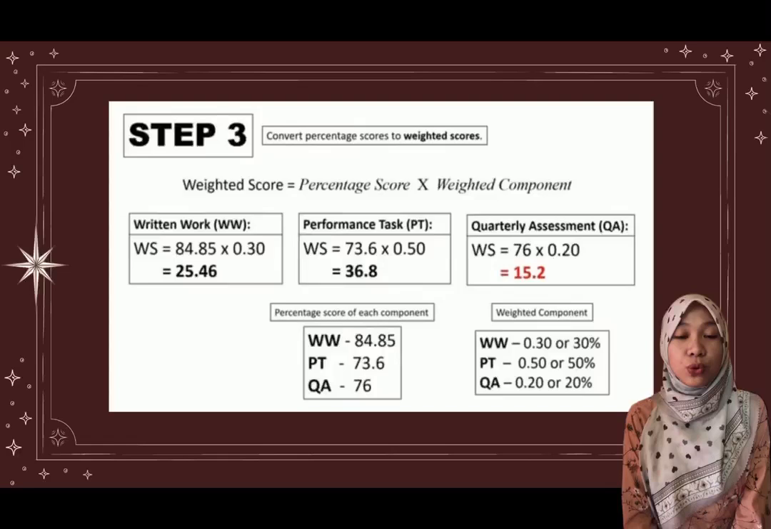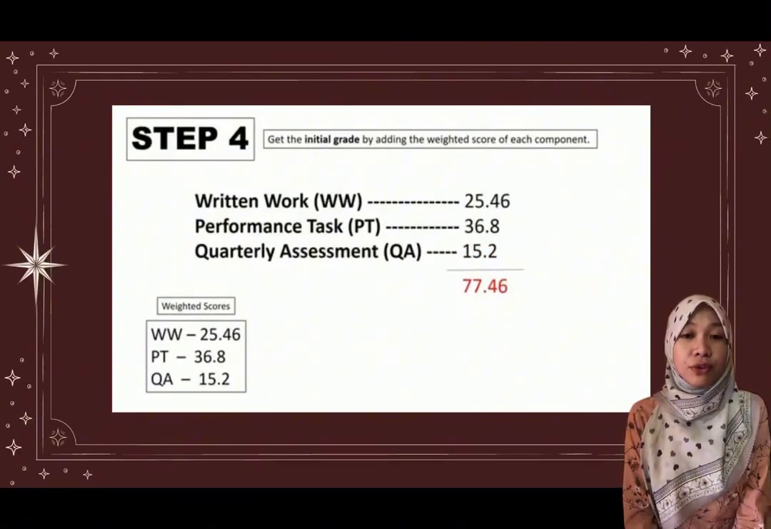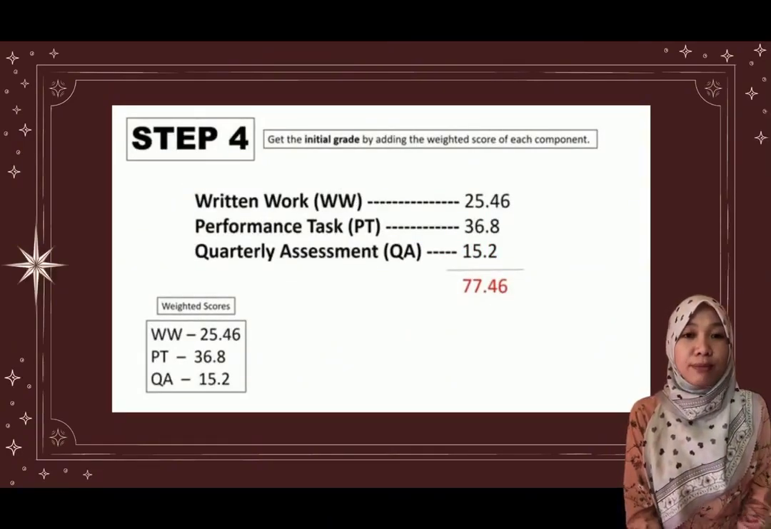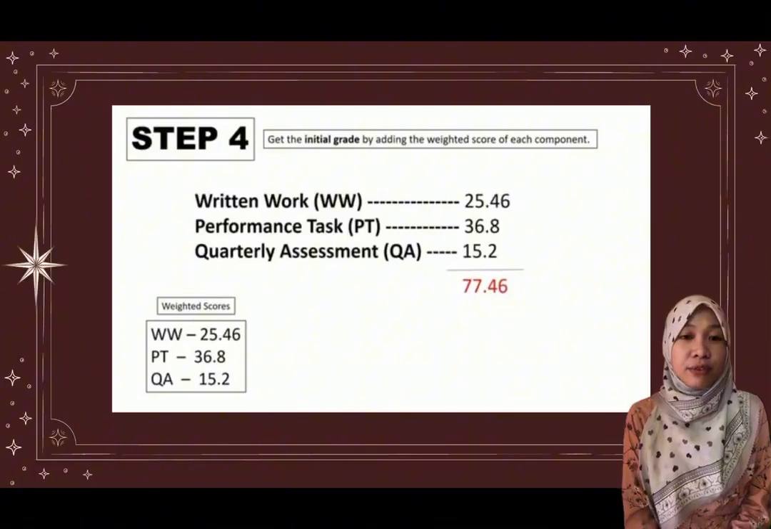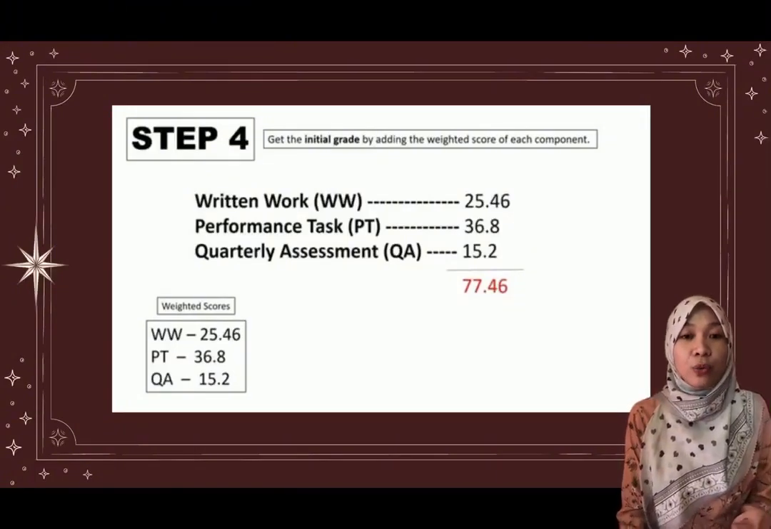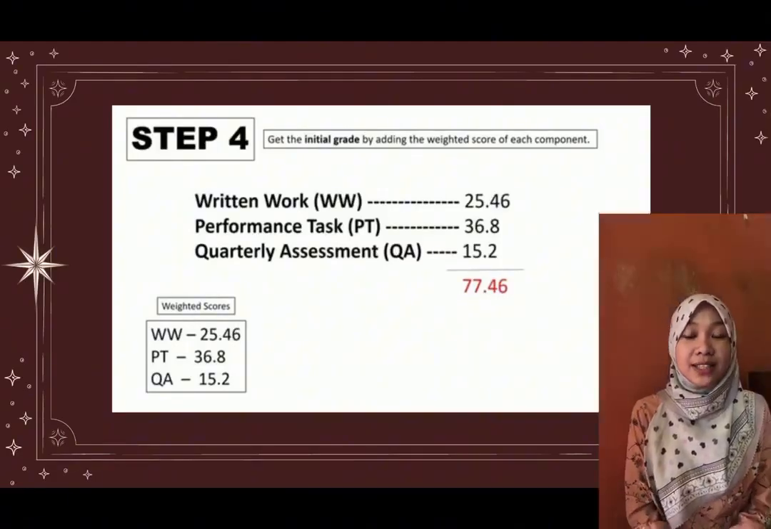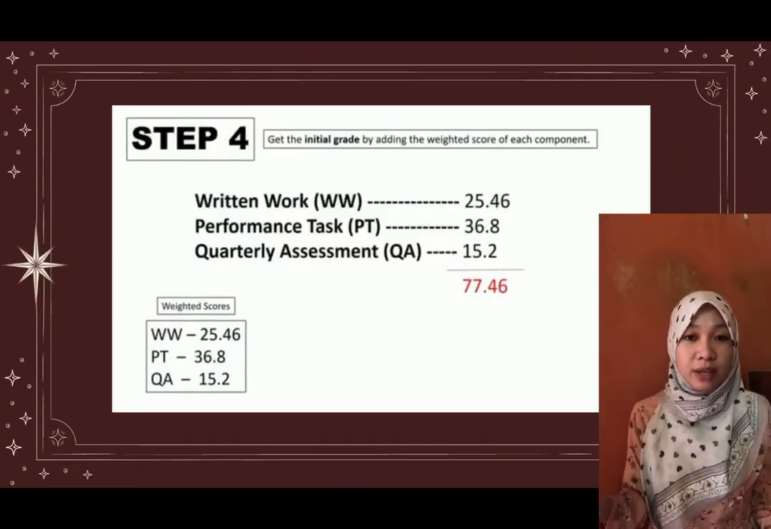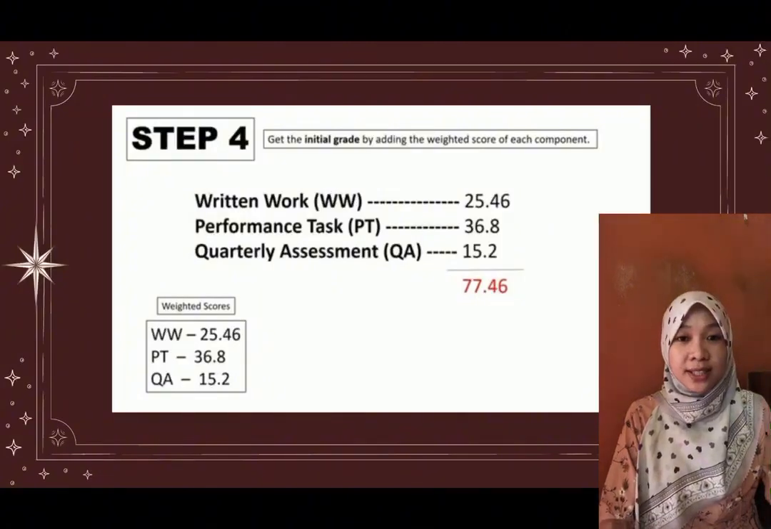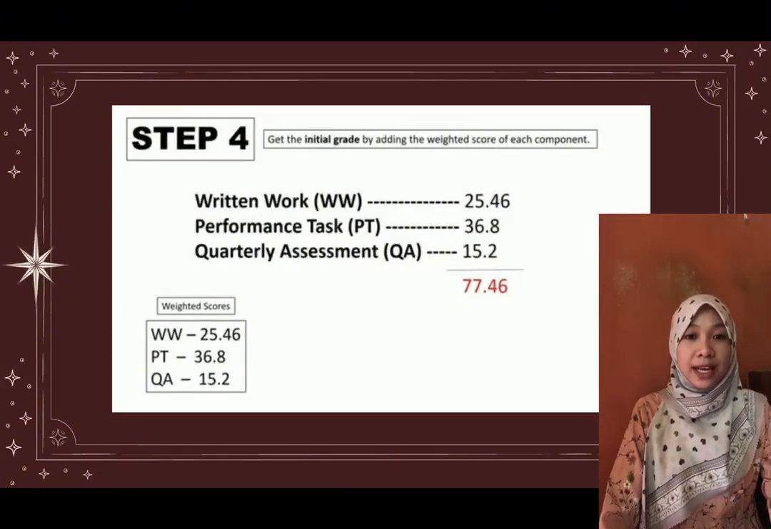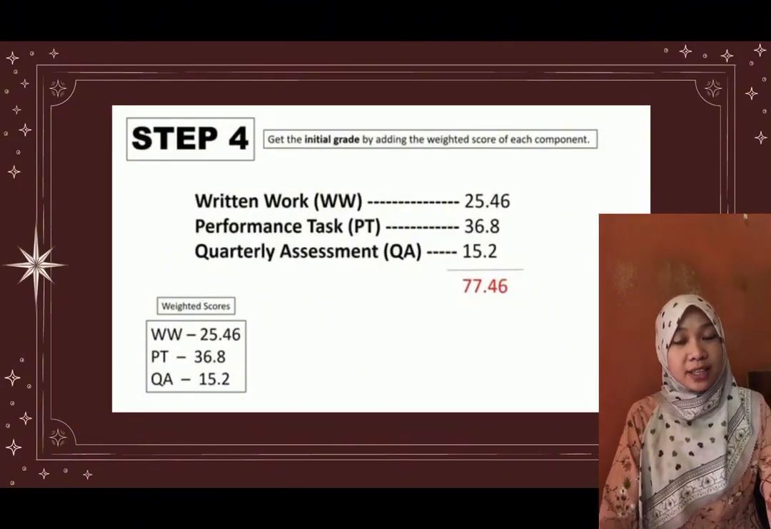Now let's proceed to step 4, add scores for final grade. In combining the weighted scores to find the initial grade, we simply add the weighted score of each component. For instance, here in the written work, we have 25.46, for the performance task, we have 36.8, and for the quarterly assessment, 15.2.